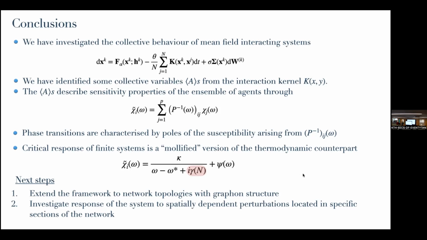The next step that I would like to do, and this will be interesting, is to extend this framework, which is mathematically rigorous, to situations where you have a network topology with a graphon structure. In this way, we could actually have a space, a topological space, a topology, sorry, and we could look at how a perturbation in some part of the network will affect the statistical properties of other parts of the network.